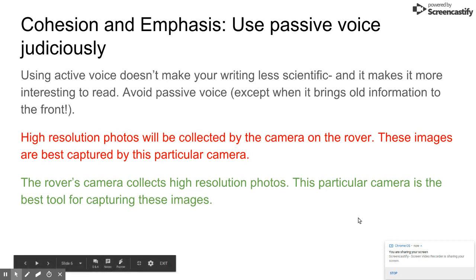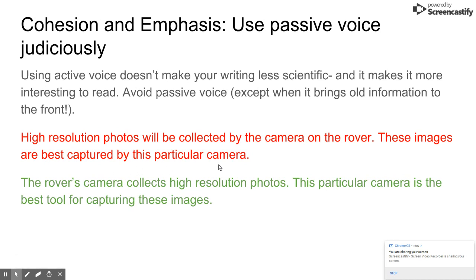A bad sentence would be, high-resolution photos will be collected by the camera on the rover. These images are best captured by this particular camera. It seems really, the subject is not at the beginning. The thing actually capturing these photos or collecting these photos is at the end. So we want to move that around. The rover's camera collects high-resolution photos. This particular camera is the best tool for capturing the images. So subject's at the beginning. It's actually doing the action.